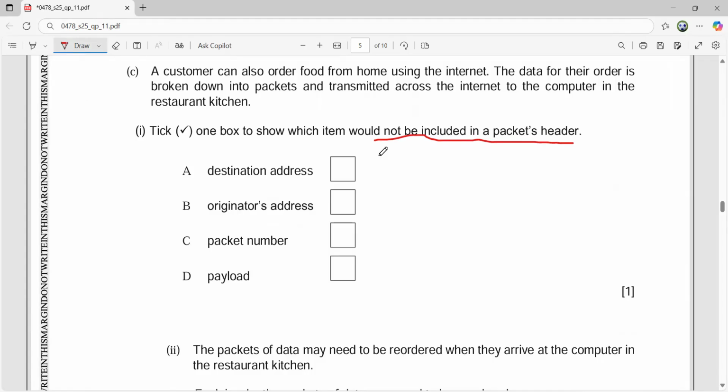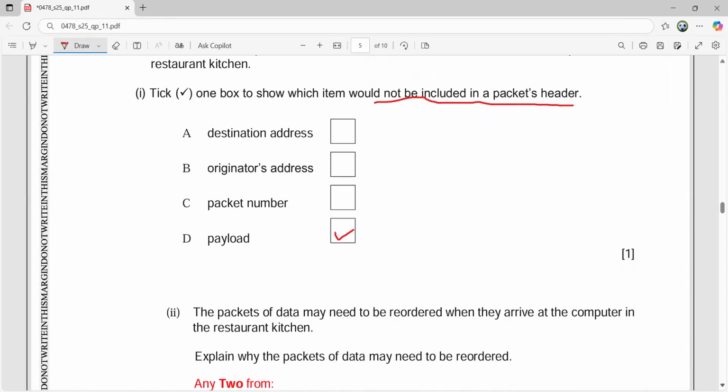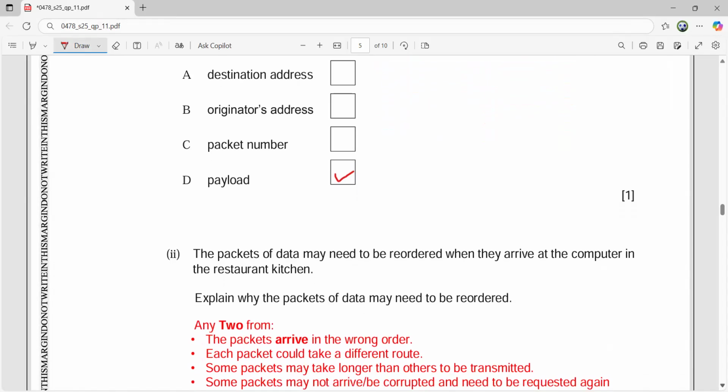So what do you think? Destination address, originator's address, packet number, and payload. So out of these, definitely originator's address is a part of the packet header. Packet number is definitely there. So only payload isn't there. And if you recall, payload is actually another part of the packet. Like we have learned packet header, payload, and the trailer. So these are the three components of the packet. So definitely payload isn't a part of your packet header.